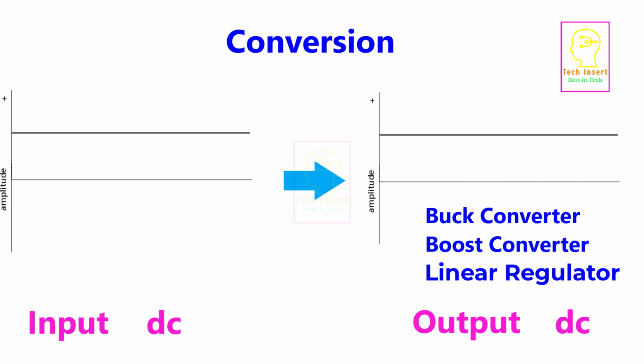Next one is conversion. Conversion is the opposite of the transformation. What is transformation? AC to AC. Input AC will be changed to a different voltage output, which is also an AC. In conversion, the input DC will be converted to a different voltage DC, and the device which does this operation is called a converter. There are different types of converters.